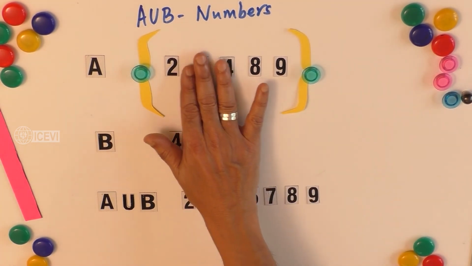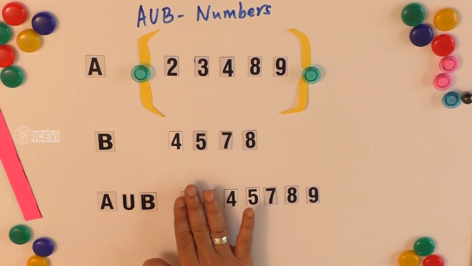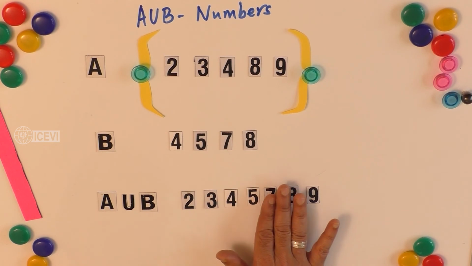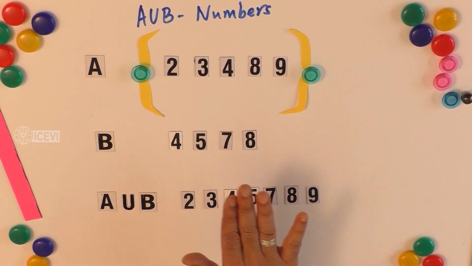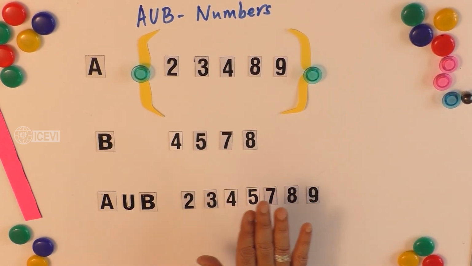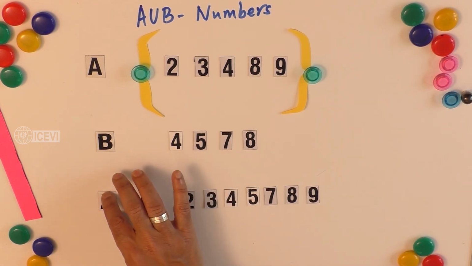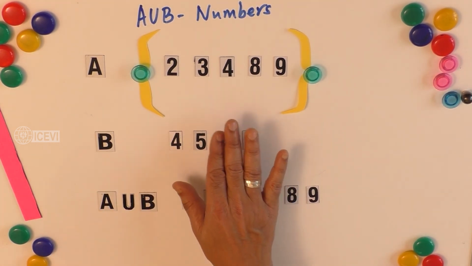This way the child will be able to understand how the A union B is formed using real numbers. Let us see how we can demonstrate A intersection B using numbers in the next video.